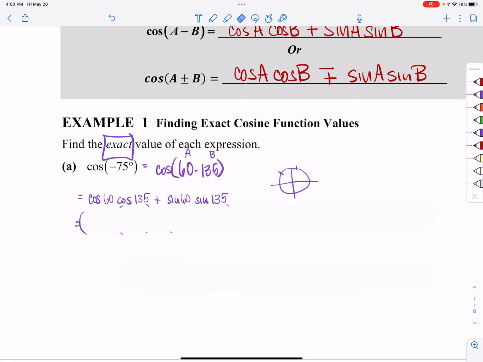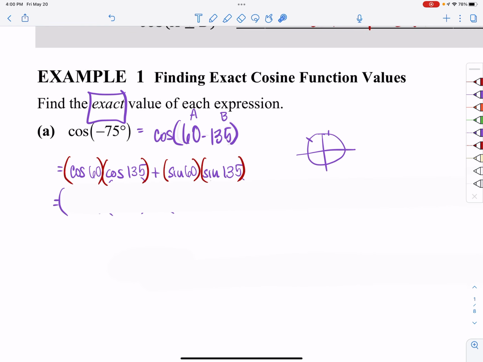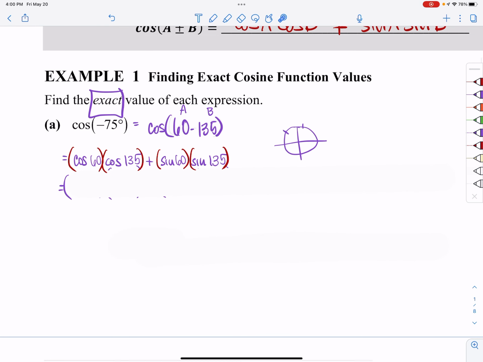And then I simply need to look for those four separate values. I need to look for what is the cosine of 60 using my unit circle. What's the cosine of 135? What's the sine of 60? What's the sine of 135? And plug those in. You'll notice that I've marked my 60 degree angle and my 135 degree angle on my unit circle over here. And so the next thing that we're going to do is just simply plug all those in using our unit circle values.